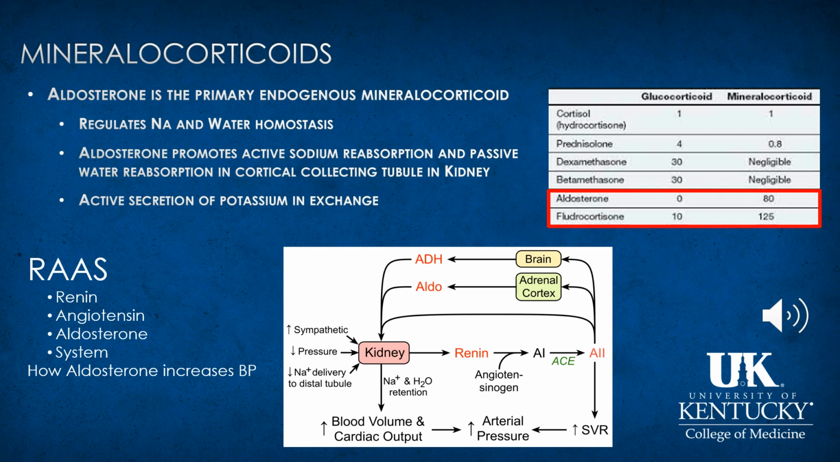So what does aldosterone do? Aldosterone regulates sodium and water homeostasis. It promotes active sodium resorption and, therefore, passive water reabsorption in the cortical collecting tubule in the kidney. In exchange, it facilitates the active excretion of potassium. You cannot talk about aldosterone without revisiting the renin-angiotensin-aldosterone system.